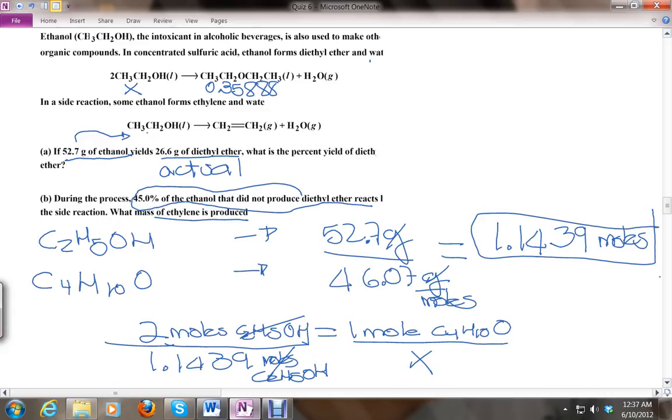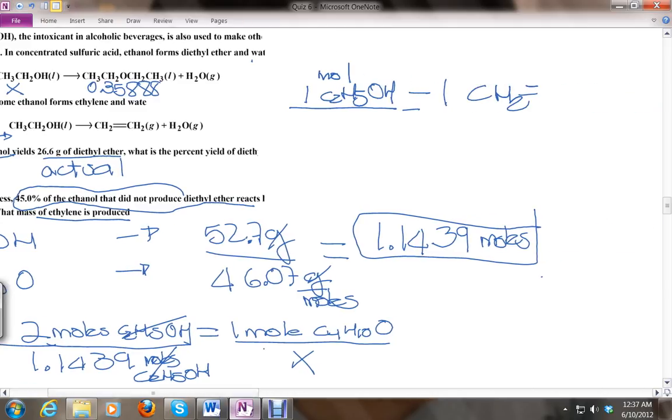Well, you're going to do the same thing. 1 mole of C2H5OH, this is the ethanol, right? Again, we have that. We have to calculate it. And this would be 1 mole. It's a 1-to-1 ratio.